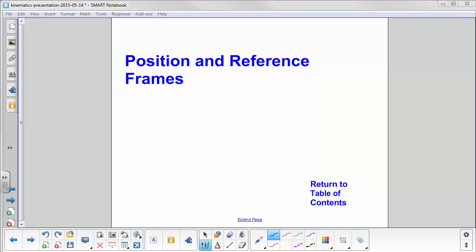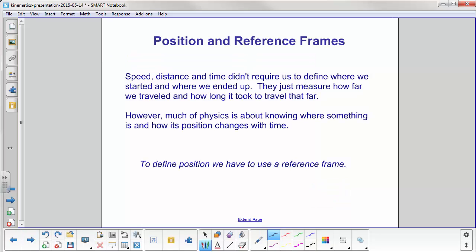Position and reference frames. Speed, distance, and time, the quantities that we've already defined, didn't require us to say where we started and where we ended up. They just measured how far we traveled and how long it took to get there. However, much of physics is based upon knowing where something is and how its position changes with time.